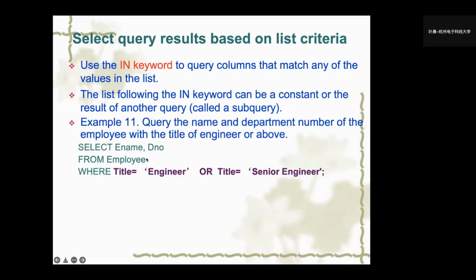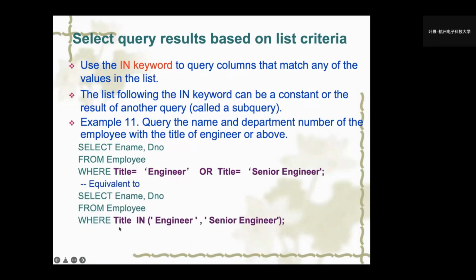So we will use select ename, which means employee name, and the department number, the DNO, from the employee table, where the title is engineer or above, that is, the title is engineer or the title is senior engineer. So this is equal to title in, meaning in this domain of engineer and senior engineer.